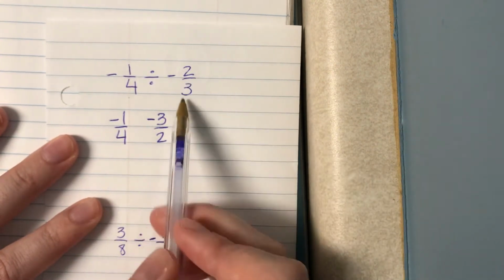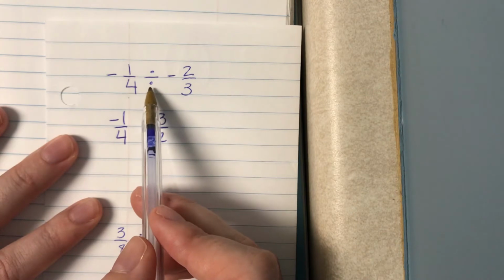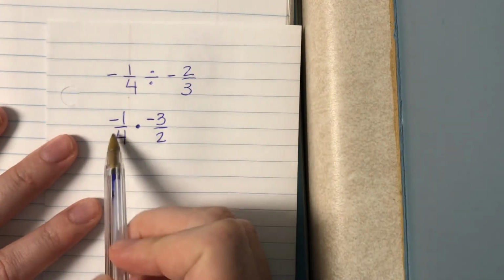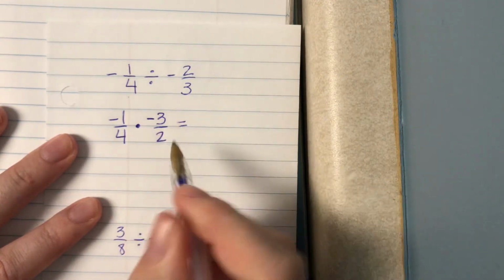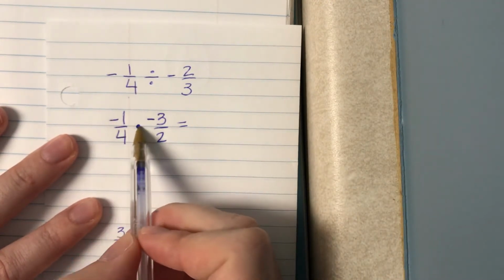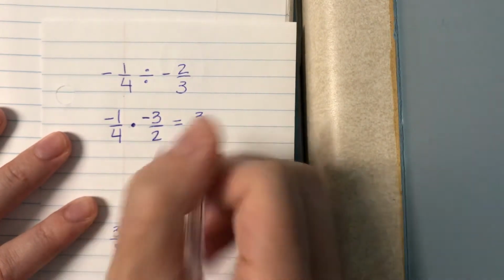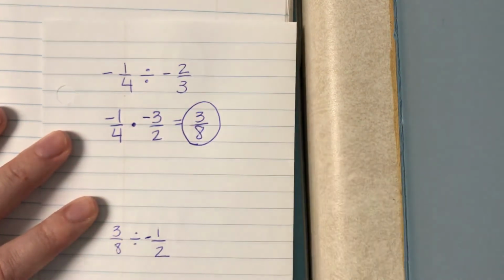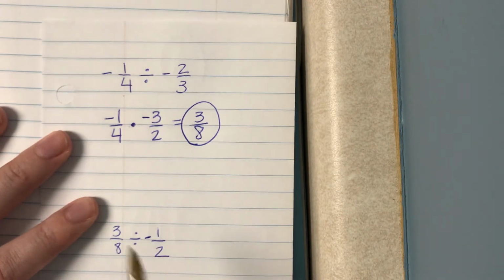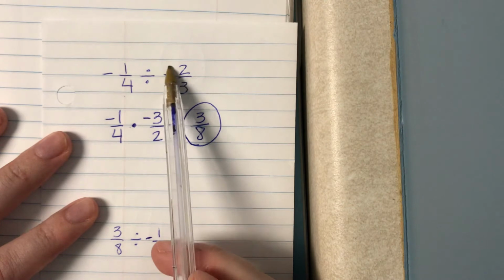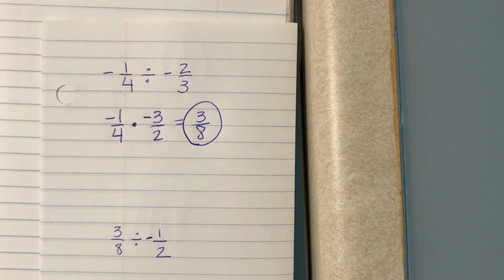What that flipping of the fraction does is change the division into multiplication. So now I have a multiplication problem, so I'm going to go straight across like the other ones. -1 times -3 is +3, and 4 times 2 is 8. So 3/8 would be my answer. So for division, just flip your second fraction. If it's a negative fraction, keep the negative sign with the top number even after you flip it.